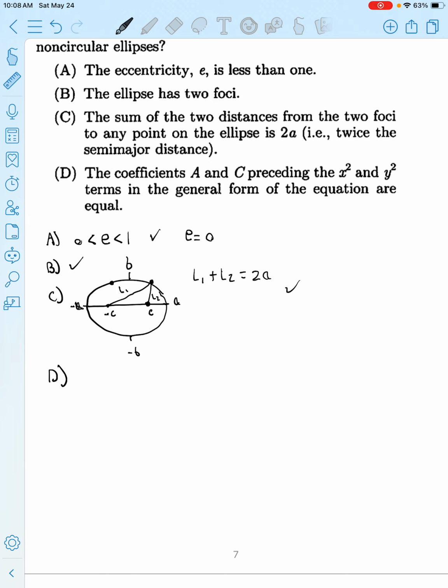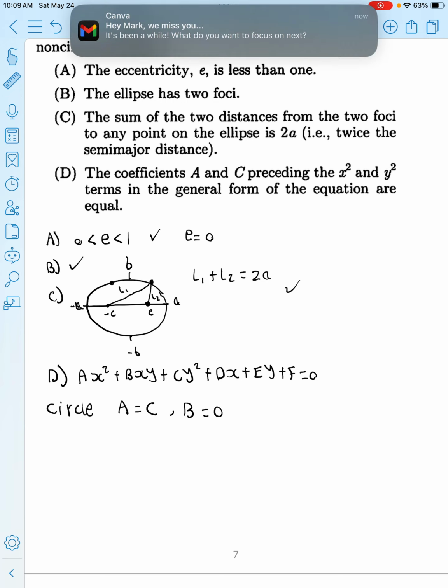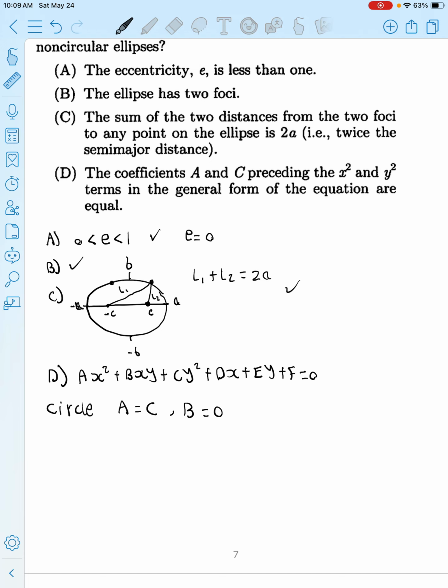Okay, so for solving this problem, I like to use the second degree conic equation, which is ax squared plus bxy plus cy squared plus dx plus ey plus f equal to 0. Okay, if that is a circle, a is going to be equal to c, and b will be equal to 0. Okay, that's only for the circle.